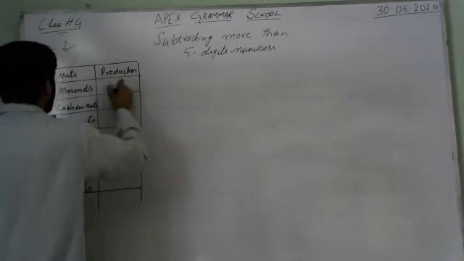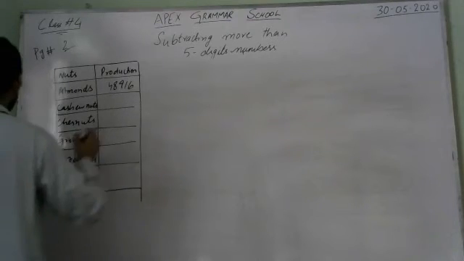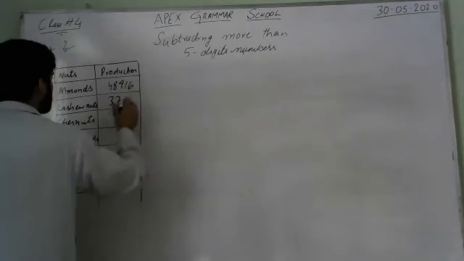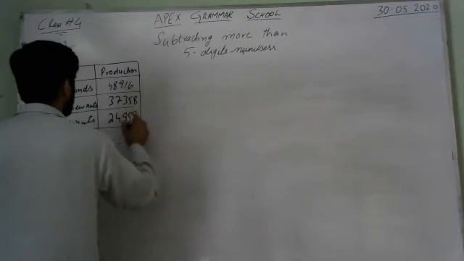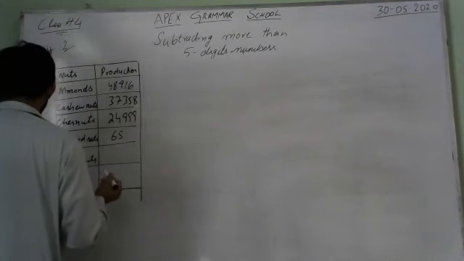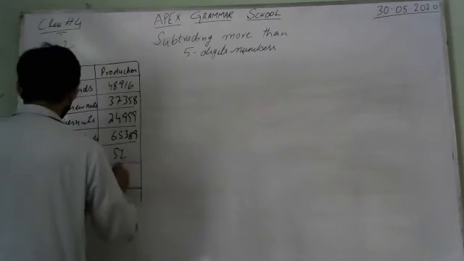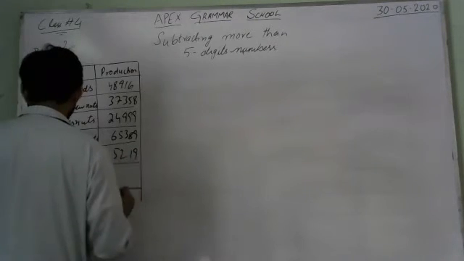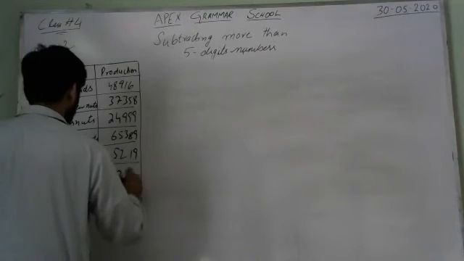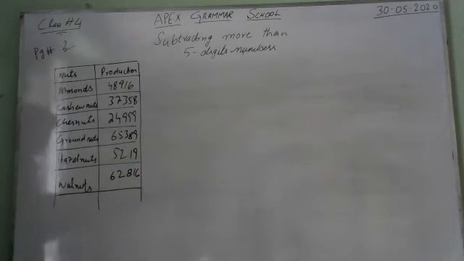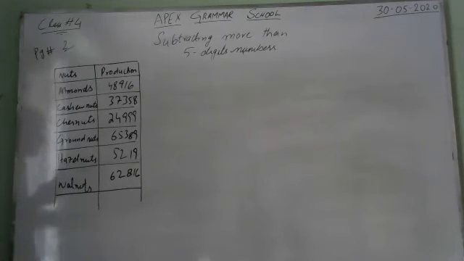Almonds production is 48916. Next is 37358. Then 24999. Then 65389. Then 5219. And the last one is 62816. A part of question number 2 of page number 27 is: write the nuts out in order starting with the greatest weight.